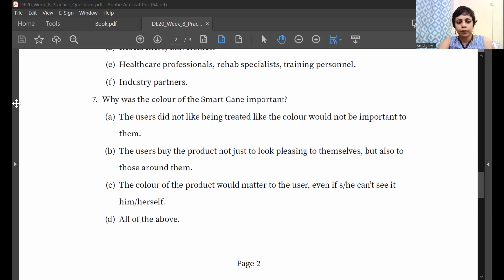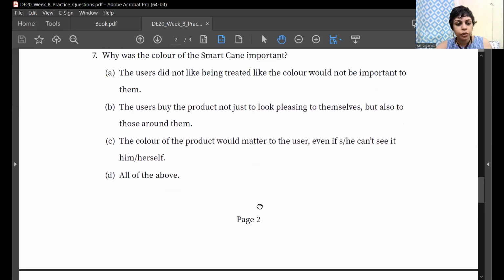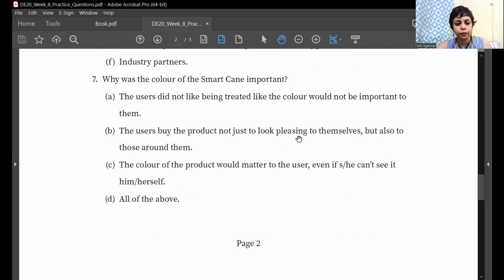Just because I'm wearing a shirt and I can't see it doesn't mean the color of the shirt is not important to me, because it says something about me, about my personality, about whatever I want to convey. So whether it's a formal shirt, an informal shirt, whatever, right? So option B is correct. And C is the same kind of thing, the color of the product would matter to the user, even if they can't see it, right? So the correct option is D, which is all of the above.